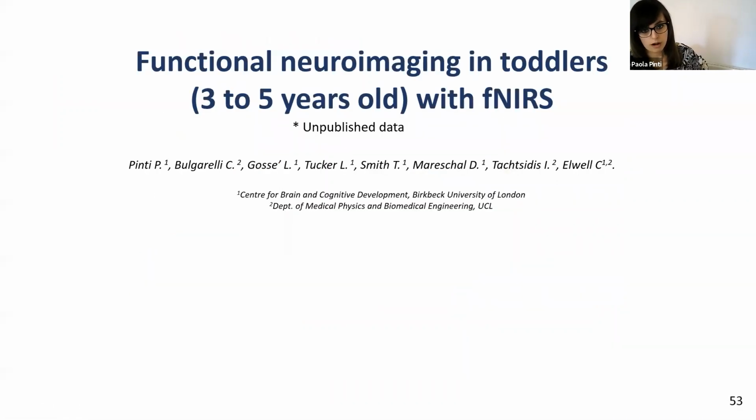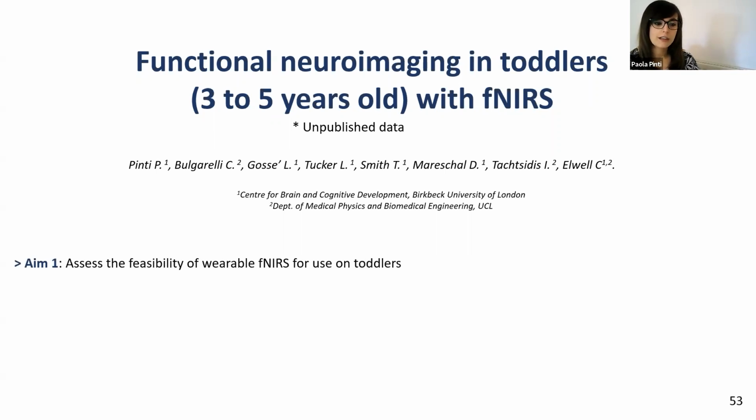So this is one of the very recent studies that I've done at Birkbeck with Chiara Bulgarelli, Luisa, and my other colleagues from UCL and Birkbeck, where we use fNIRS to look at functional brain activity in toddlers from 3 to 5 years old. The data I'm going to present today are unpublished and just preliminary because we had to interrupt our testing due to the current situation with the virus.